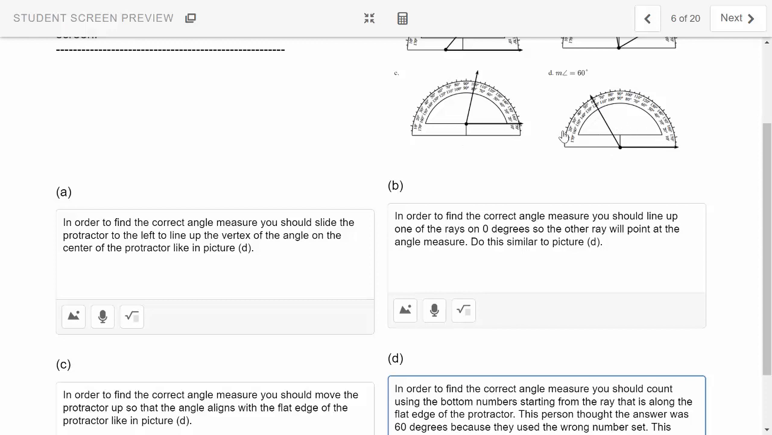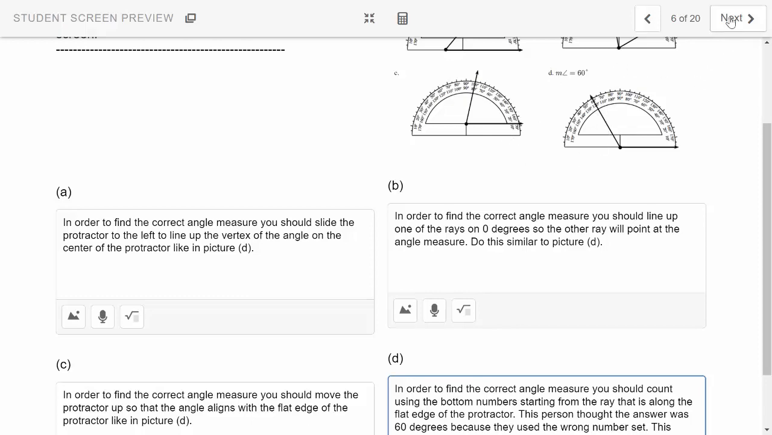Picture D is lined up quite well. The problem with picture D is that's not a 60-degree angle. It doesn't even look like a 60. It's an obtuse. It's bigger than 90. So they counted with the wrong numbers. Since they lined up on this ray along the bottom edge, they need to use the bottom numbers: 10, 20, 30, 40, 50, 60, 70, 80, 90, 100, 110, 120 degrees is what they should have for that angle.